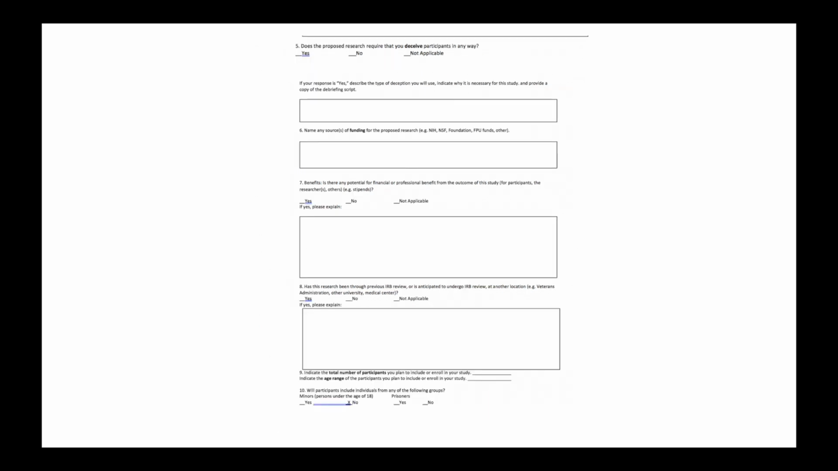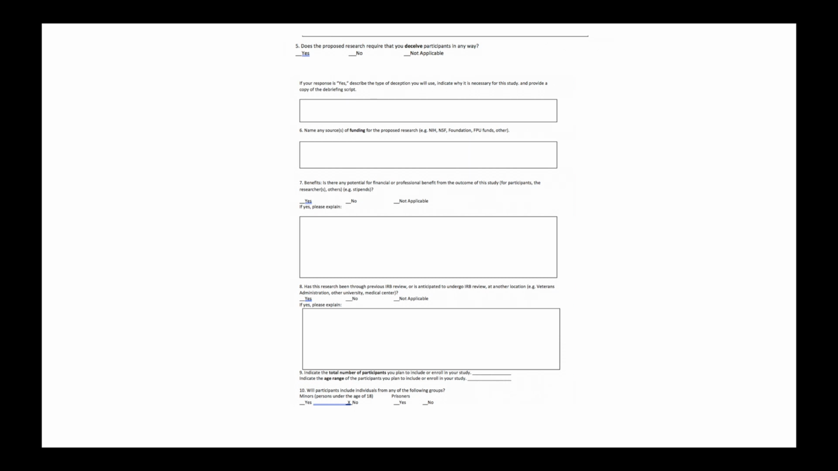Number 5 is basically asking if you're going to deceive your participants in any way. None of you are doing that. Mark no, for sure. Number 6, name any funding for the proposed research. You will not be using any funds as far as I'm aware. Number 7, benefits. Is there any potential financial or professional benefit from the outcome of this study? No. Number 8, has this research been through previous IRB review or is it anticipated to undergo IRB review at any other location? No. The research isn't going to have gone through any IRB. So as far as I know from all of our conversations, that's going to be no on all.